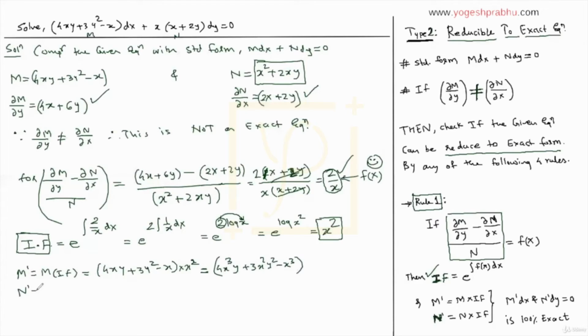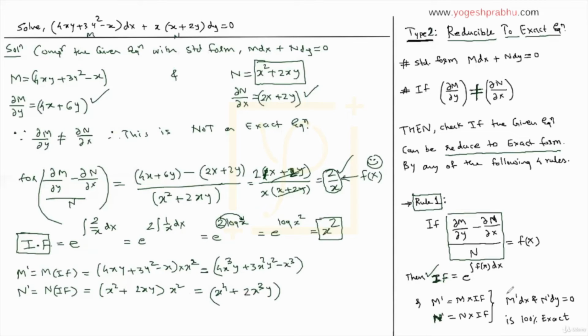Similarly, we'll find n dash as well. For n dash, we'll have to multiply n with if. Okay. When I multiply n with if, the n value is x square plus 2xy, and if is x square over here. You see this? If is x square, and we'll multiply this. So you'll get x raised to 4 plus 2x cubed y, and this is the value of n dash.